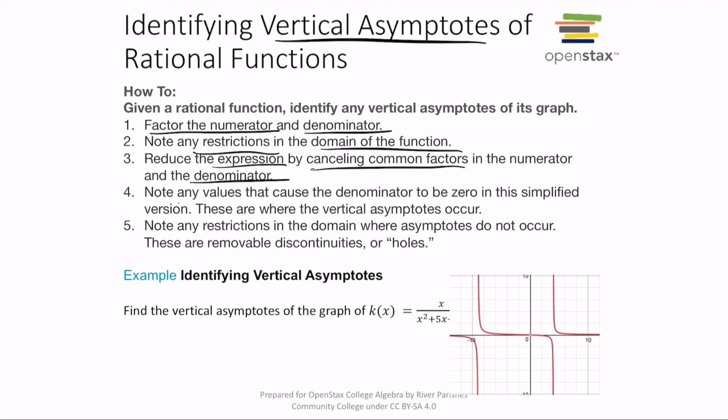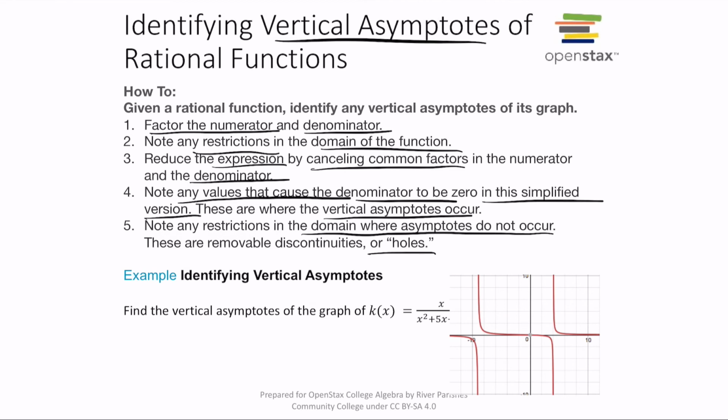Number 4, note any values that cause the denominator to be 0 in the simplified version, and where the vertical asymptotes will occur. Note that any restriction in the domain where asymptotes do not occur is generally called a discontinuity or hole.